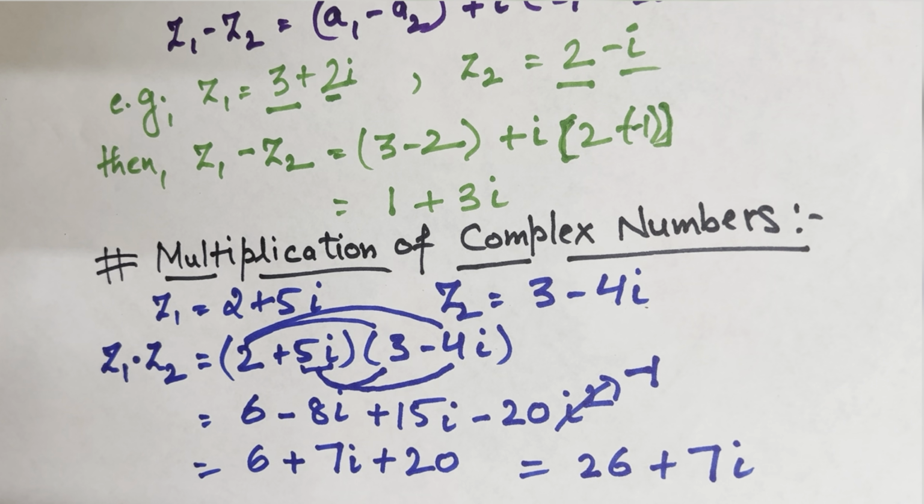Now we will move on to the properties of multiplication of complex numbers. Just like we discussed in the case of properties of addition, that is addition was commutative, associative, and there was existence of additive inverse. Now in case of multiplication, is it commutative, is it associative, is it distributive? We will discuss that here. So now we are going to discuss the properties of multiplication of complex numbers.